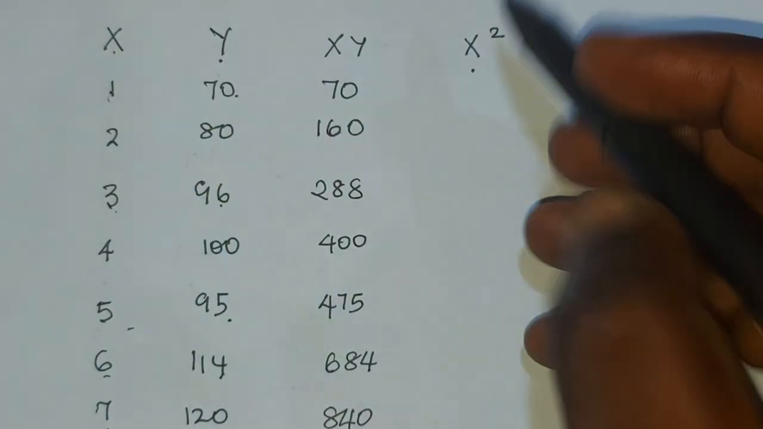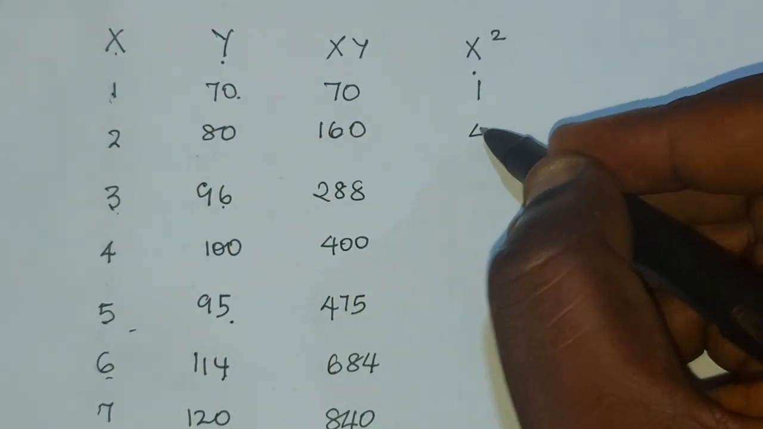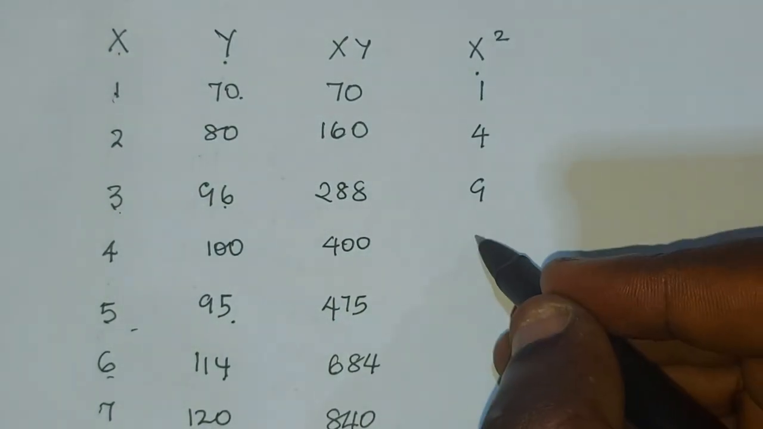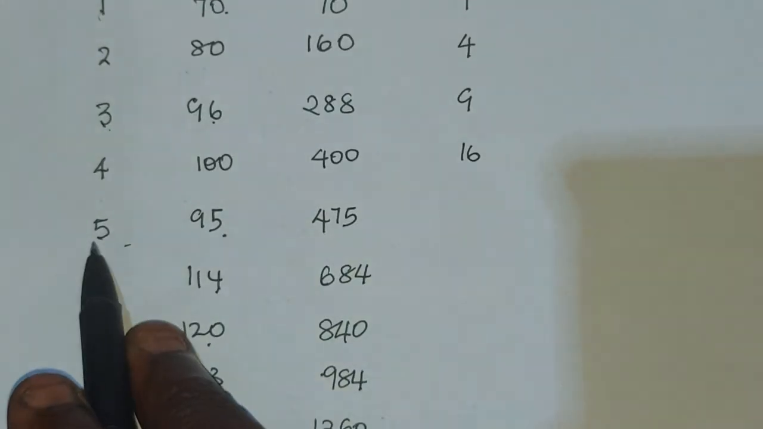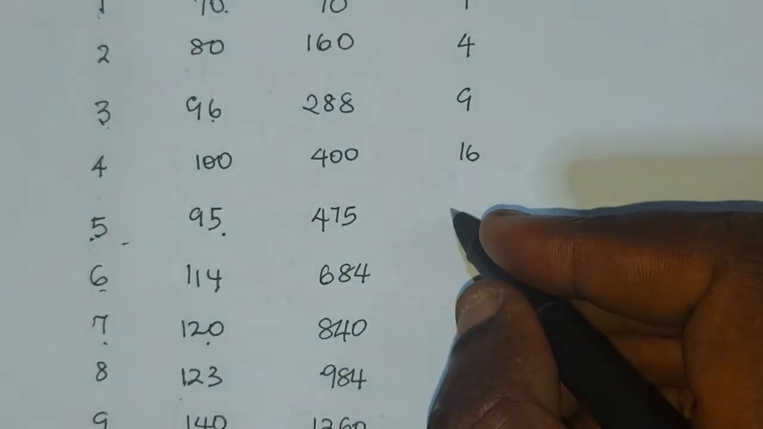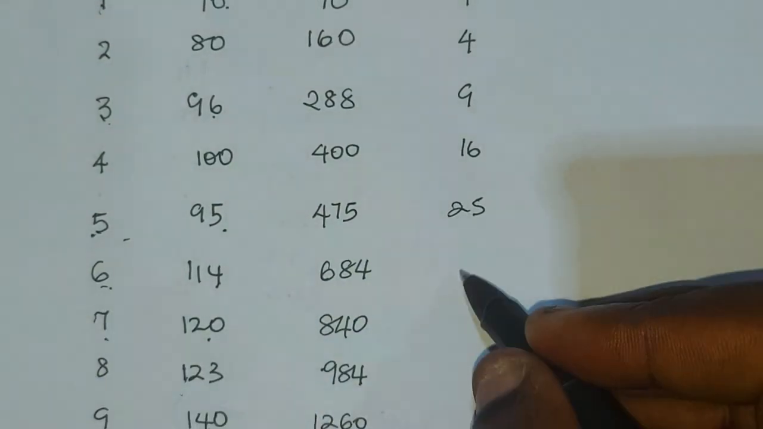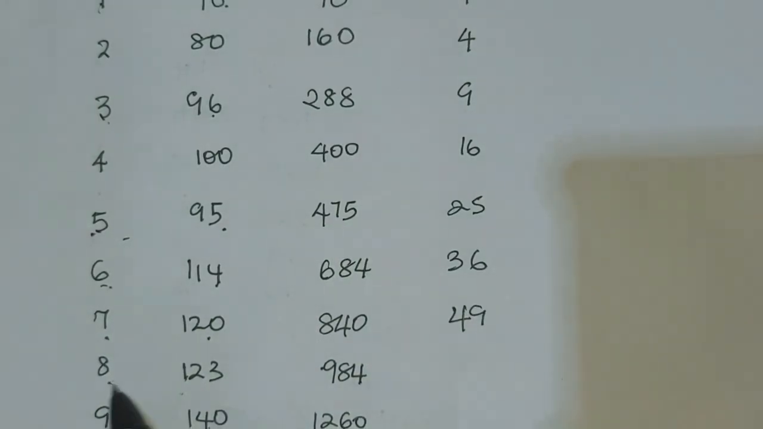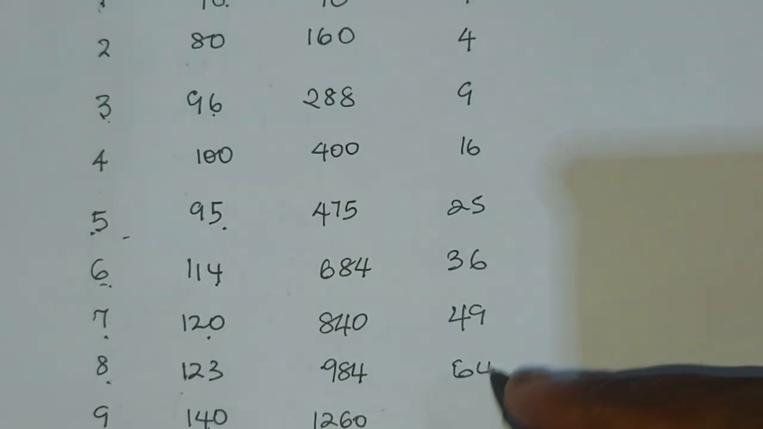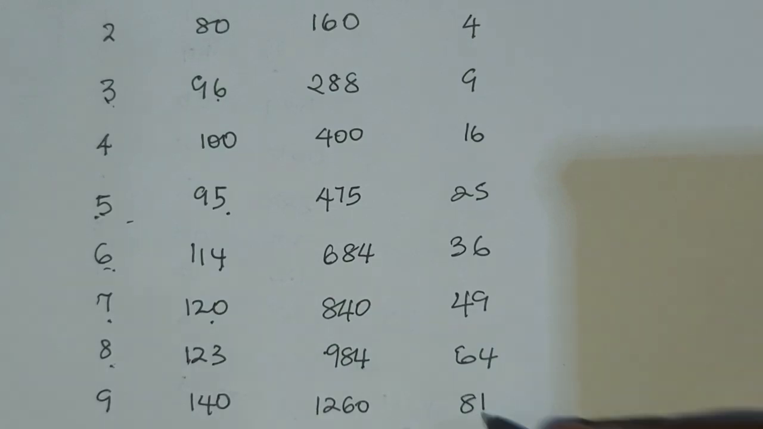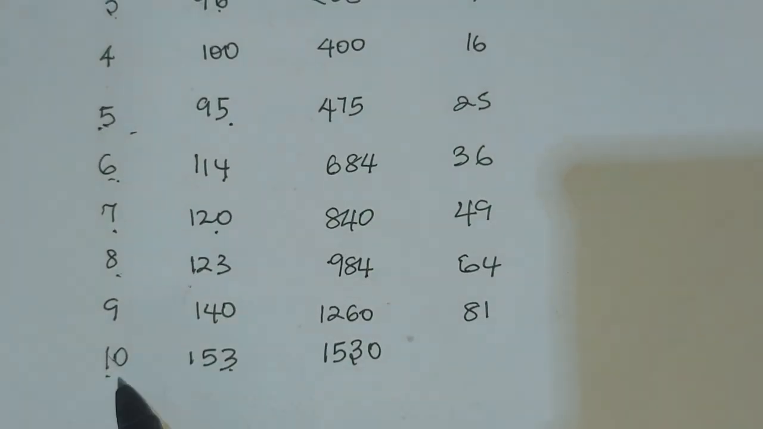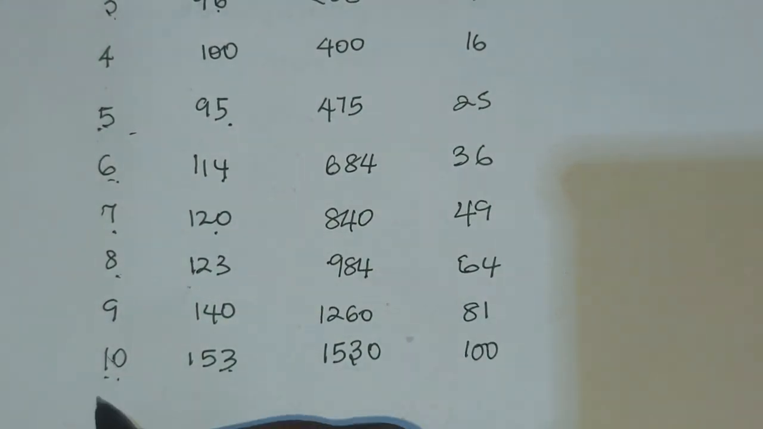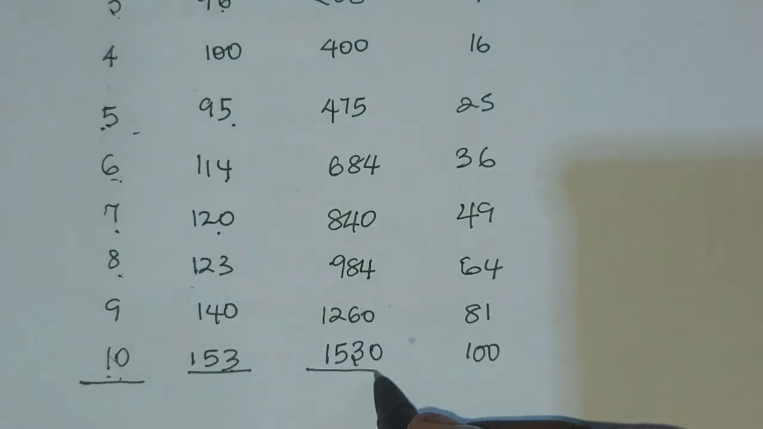Okay, then you have to take the square of the x value. So what is the square of the x value? Of course, this is 1, 4, 9, 16. For 5 it will be 25. For 6, 36. For 7, 49. For 8, 64. For 9, 81. And of course for 10, that is 100. Then you take the summation of all this.